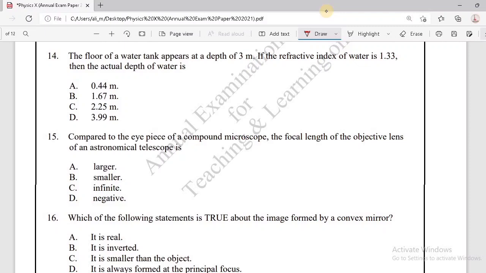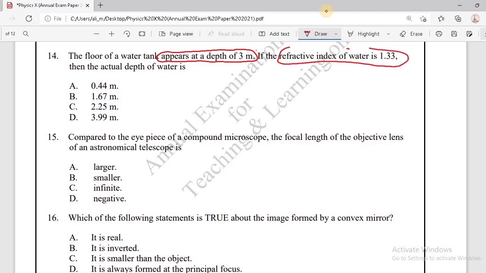Let's see question number 14. The floor of the tank appears to be at a depth of 3 meters. So this is the apparent depth, and the refractive index of water is 1.33. We have to find the actual depth of water. The formula for the refractive index is equal to real depth divided by apparent depth.